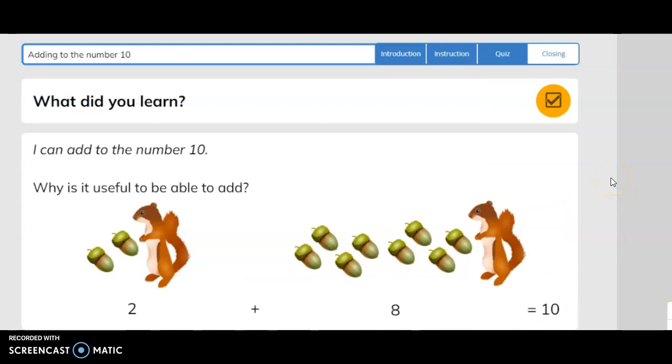What did you learn? I can add to the number 10. Why is it useful to be able to add? 2 plus 8 equals 10. This squirrel has 2 acorns. This squirrel over here has 8.